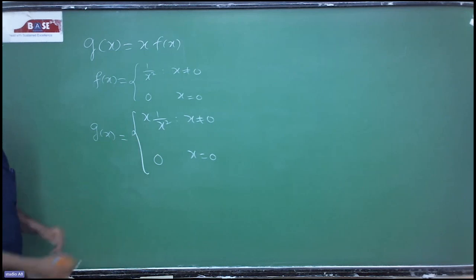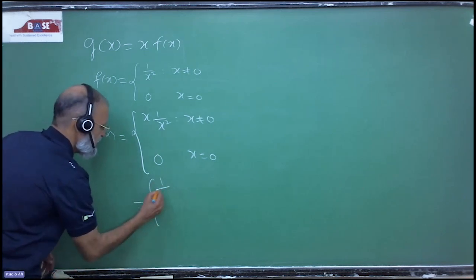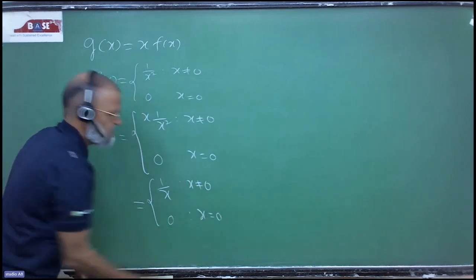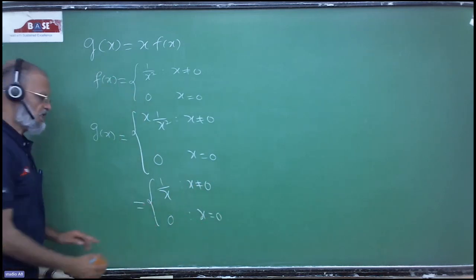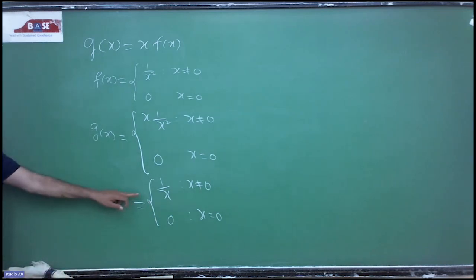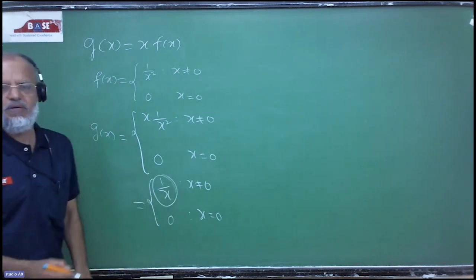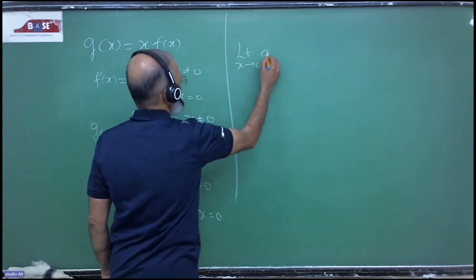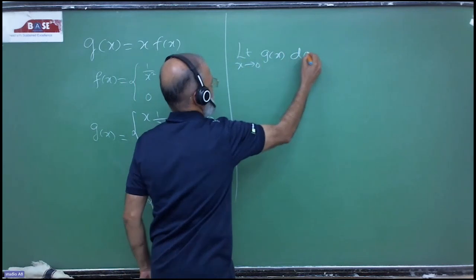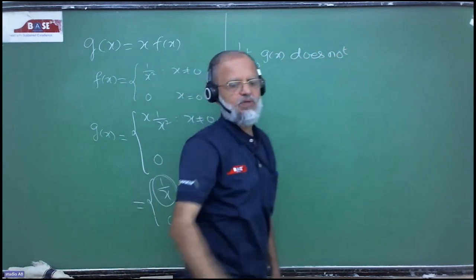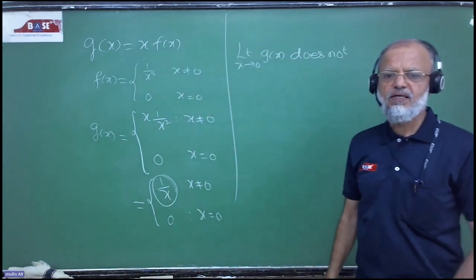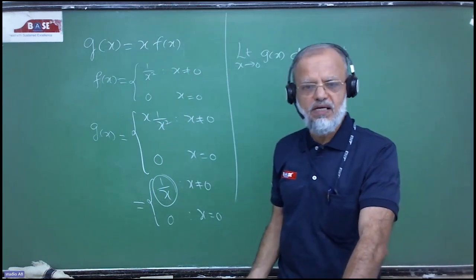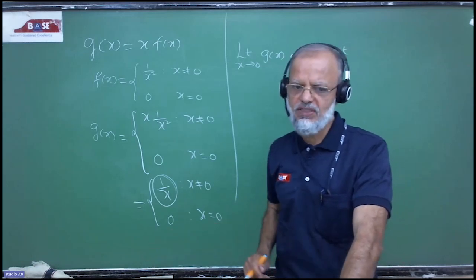So g of x is 1 by x when x is not equal to 0, and 0 at x equal to 0. Now you can very clearly say, as x tends to 0, that this limit will not exist because of this 1 by x. So the limit as x tends to 0 of g of x does not exist. Regarding the A option, it is given that the function is always continuous. No, it is not continuous because the limit itself does not exist.